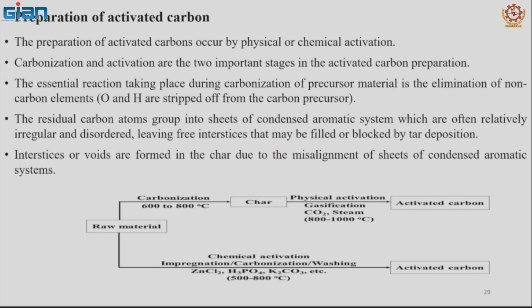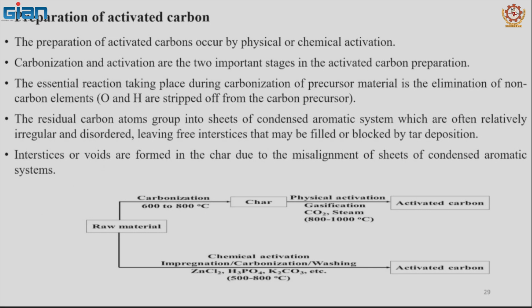Then, how to prepare activated carbon. The preparation of activated carbons occurs by physical or chemical activation. Carbonization and activation are the two important stages in activated carbon preparation. The essential reaction taking place during carbonization of the precursor material, that is the raw material used for the preparation of activated carbon, is the elimination of non-carbon elements.